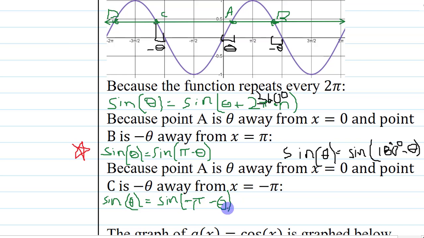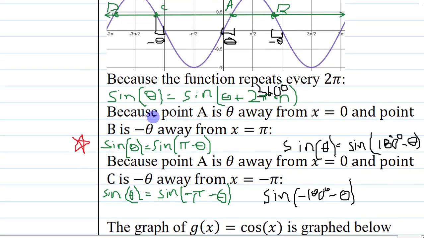And in degrees, that's sine of negative 180 degrees, negative 180 minus theta. Cool, so now we have all three of these formulas, and at least the first two are going to be used over and over again with Khan Academy.